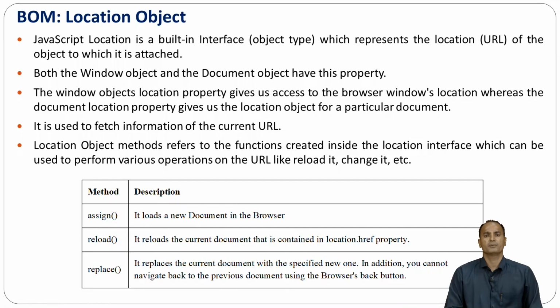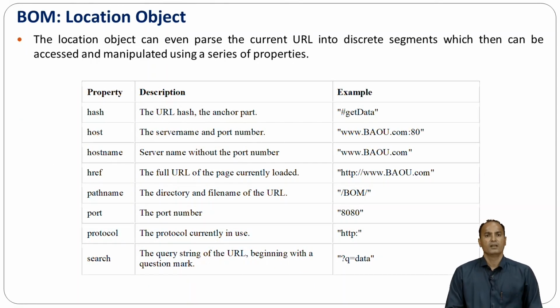Location object methods refer to the functions created inside the location interface which can be used to perform various operations on the URL, like reload it or change it. Various methods like assign, reload, replace, and properties like hash, host, hostname, href, pathname, port, protocol, search. These are all the properties that we can access through the location object.